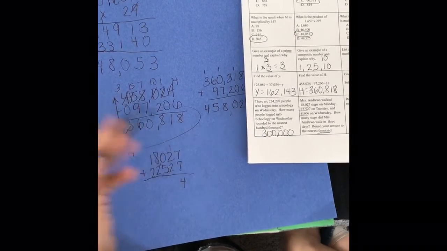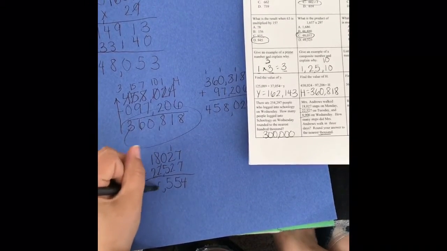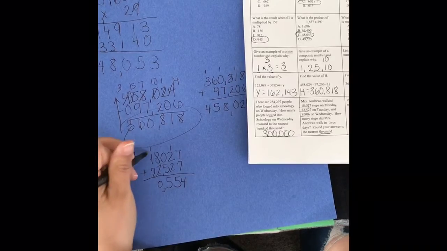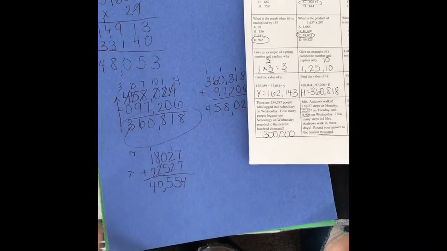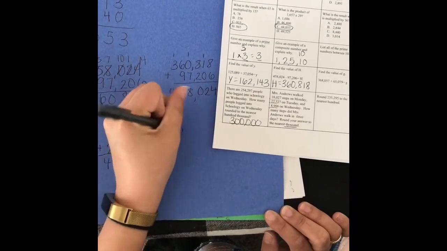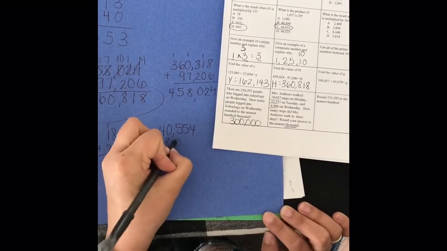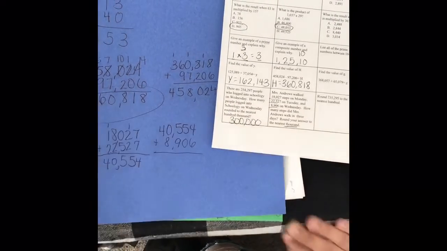2, 4, 5. 5 and 0 is 5. 8 and 2 is 10. 2, 3, 4. So for Monday and Tuesday, I have 40,054. So now I'm going to add Wednesday's amount to that. And Wednesday, I clearly didn't walk as much on Wednesday. Must have rained or something.